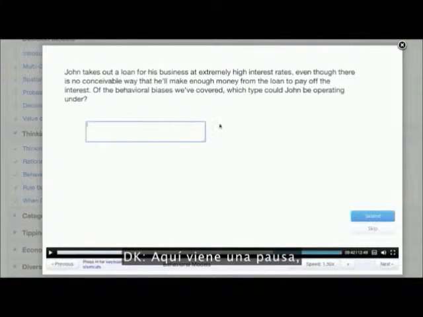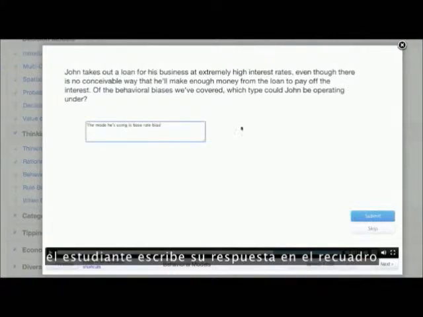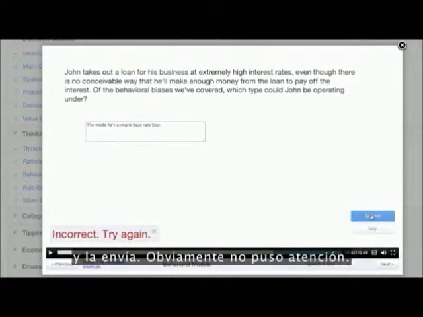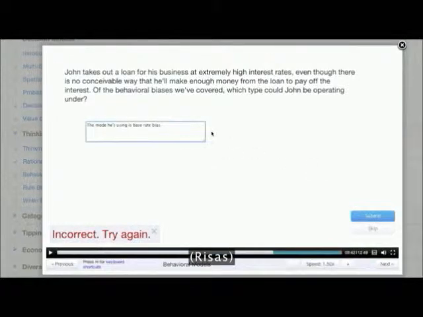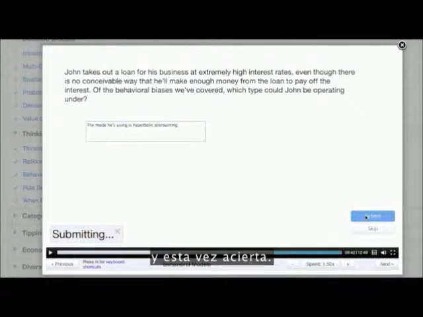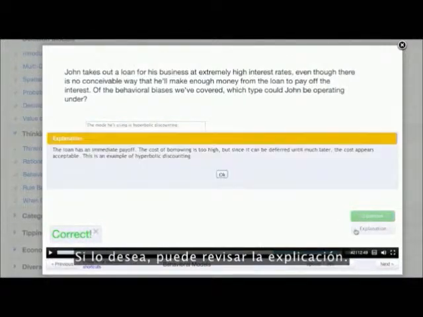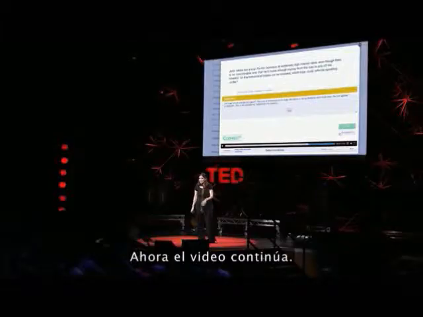So here the video pauses and the student types in the answer into the box and submits. Obviously they weren't paying attention. So they get to try again. And this time they got it right. There's an optional explanation if they want. And now the video moves on to the next part of the lecture.